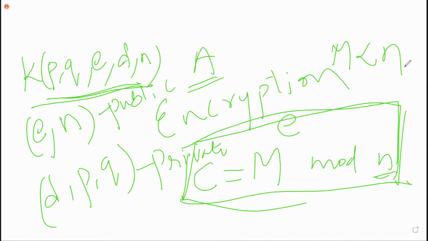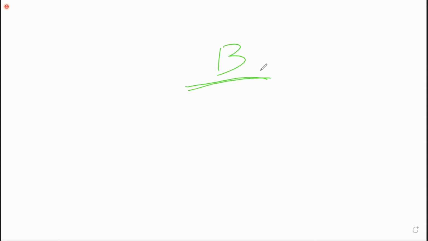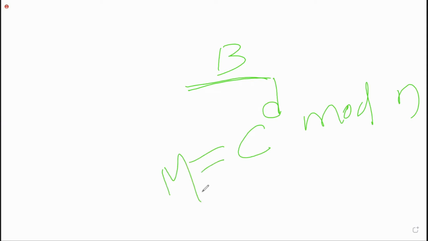So that is the procedure for encryption. How will decryption happen at the receiver side? The receiver gets the ciphertext and uses the private key, applying the formula C power D mod N, which will give the plain text. That is, M is equal to C power D mod N. This is the formula for decryption.